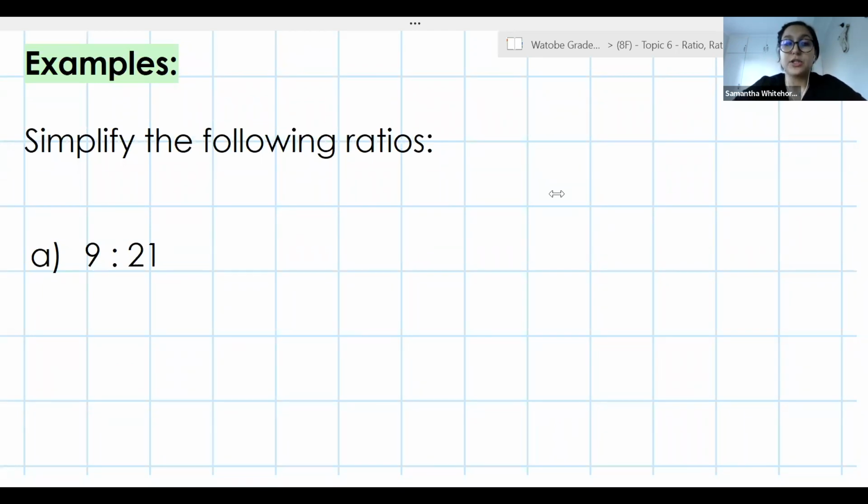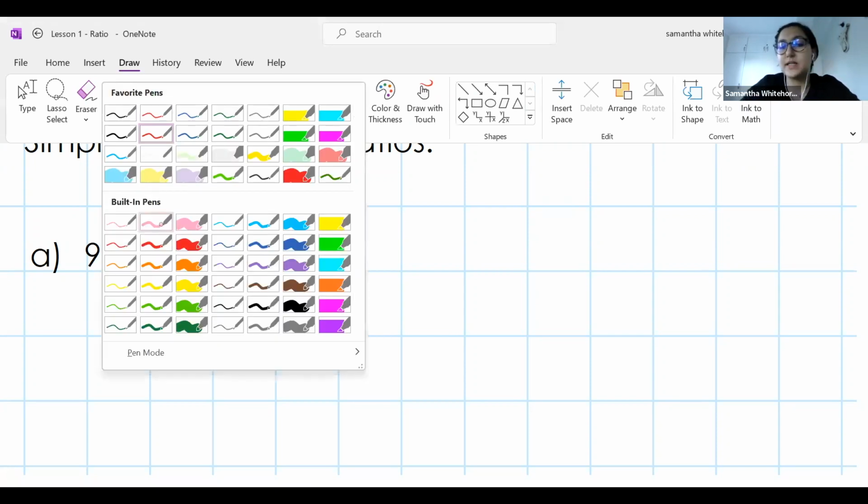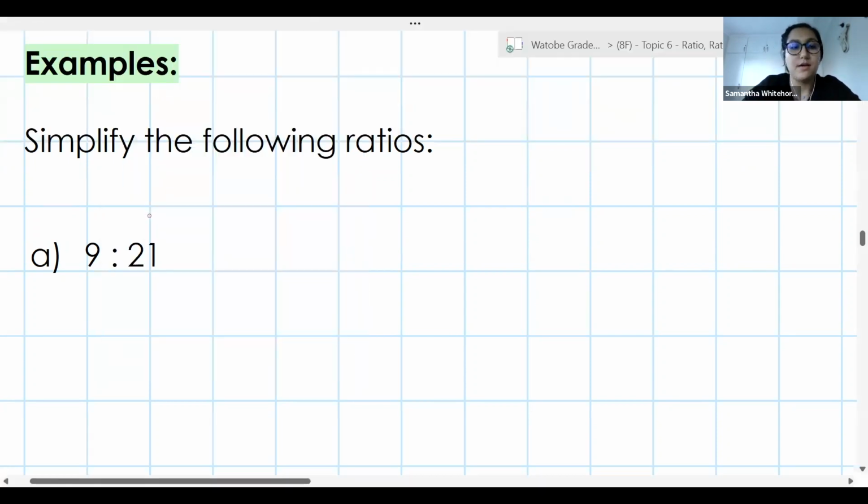So our first example is simplifying the ratio of 9:21. So what we always want to ask ourselves is, what can we divide into both of those numbers? So quickly on the chat, what can I divide into both 9 and 21? I've asked a very specific question. Let's try and remember what I've asked. Well done, very nice, guys. We can divide both of these by 3.